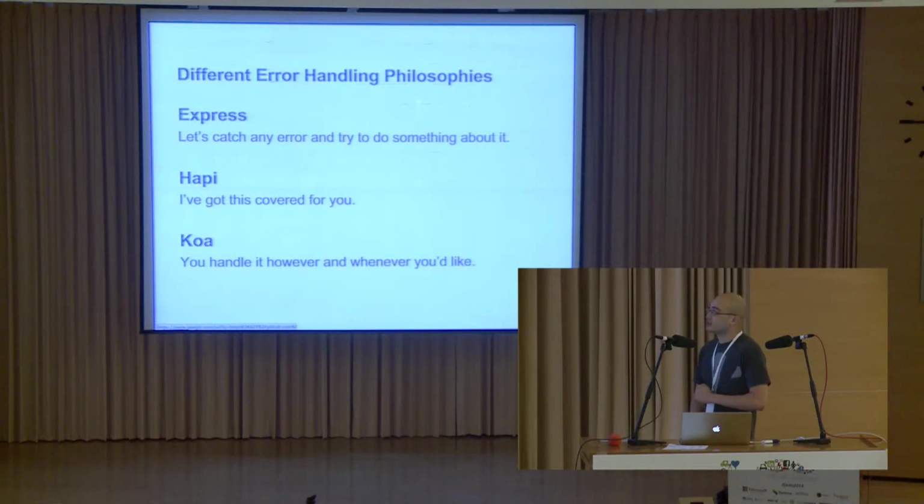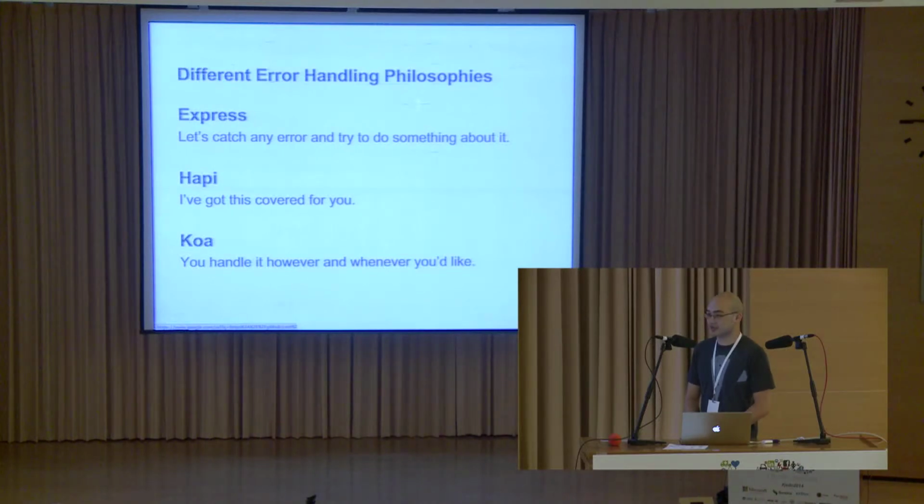So these are different error handling philosophies. Express only allows you to have one error handler, and the idea is that if an error occurs in your app, Express will try to catch it and let you handle it, which is not very robust and is very hard to customize. For example, if you have an app made up of multiple apps, it's very difficult to have error handling for each app.